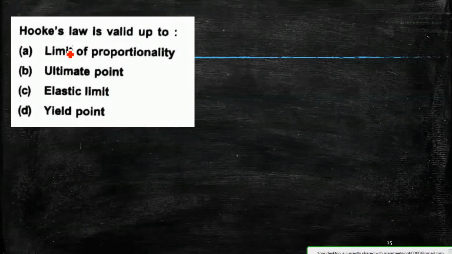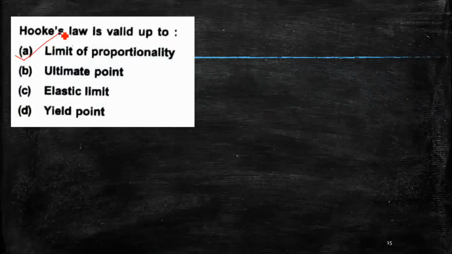Next question: Hooke's law is valid up to limit of proportionality, ultimate point, elastic limit, or yield point. So the correct option is limit of proportionality.